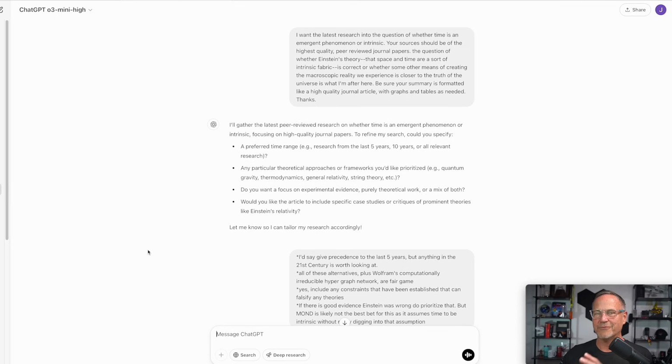But let's take a look at one of these that actually worked well, which was, I want the latest research into the question of whether time is an emergent phenomenon or intrinsic. Sources should be of the highest quality. The question of whether Einstein's theory that space and time are sort of intrinsic fabric is correct, or whether some other means of creating the macroscopic reality we experience is closer to the truth of the universe is what I'm after here. Be sure your summary is formatted like a high quality journal article with graphs and tables as needed.